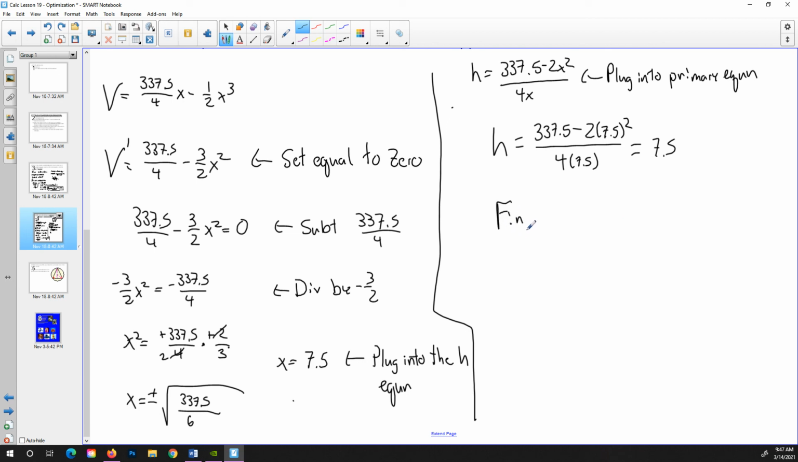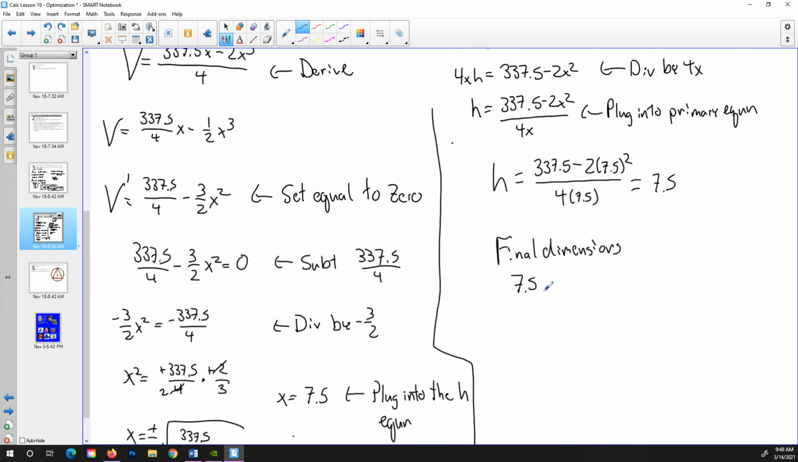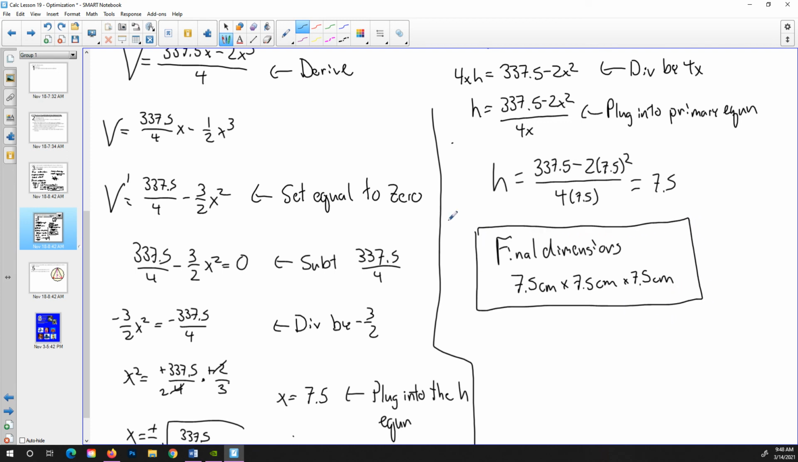So my final dimensions are 7.5 centimeters by 7.5 centimeters by 7.5 centimeters. All right, that says that a cube will maximize volume with a given surface area.